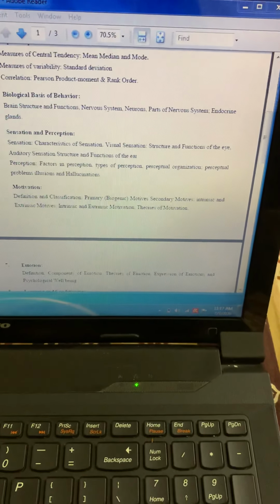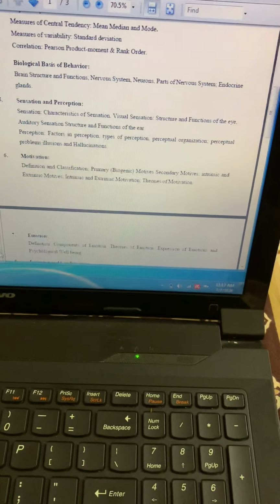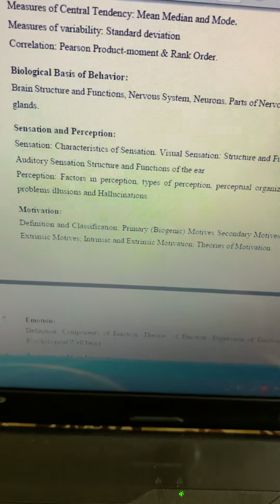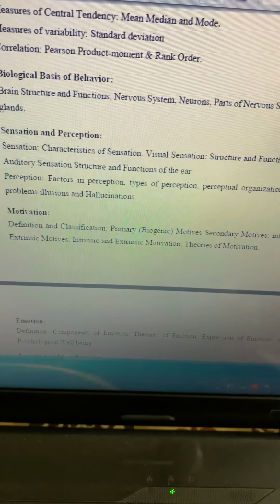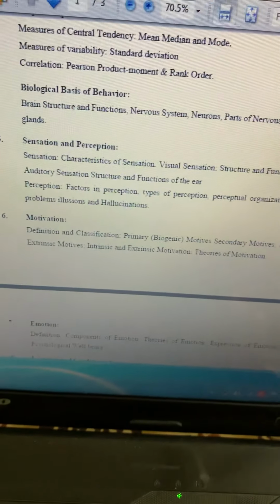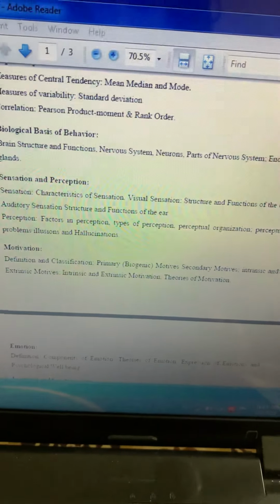As you know, we are currently studying applied psychology, and today's topic is the biological basis of human behavior, in which we will talk about brain structure and function, the nervous system, what neurons are, the parts of the nervous system, and endocrine glands. As you know, the basic unit of the human brain is called the neuron.